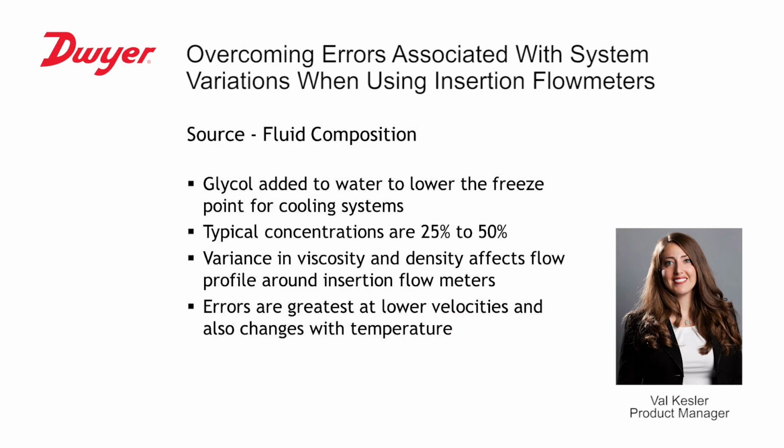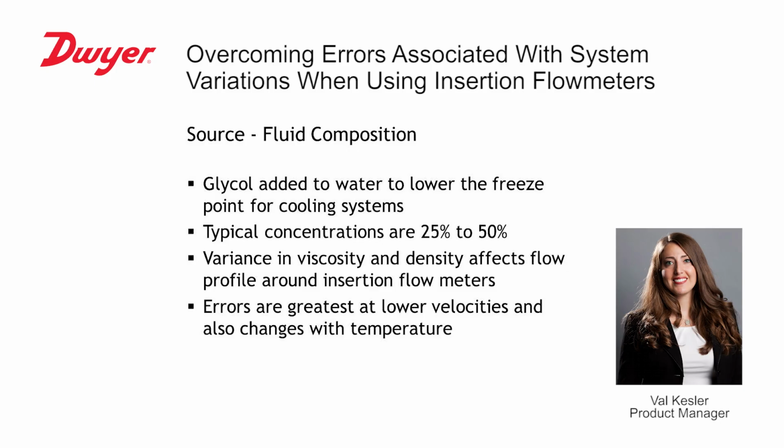The last source of error I'd like to discuss is fluid composition. This is common in other flow meter types as well, but particularly in HVAC applications, again boiler and chiller loop applications, glycol can be added to lower the freezing point for the cooling systems. Typical concentrations can vary from 25 to 50%. But what happens is this variance causes a variance in the viscosity as well as the density, and that will ultimately affect the flow profile around the insertion flow meter.